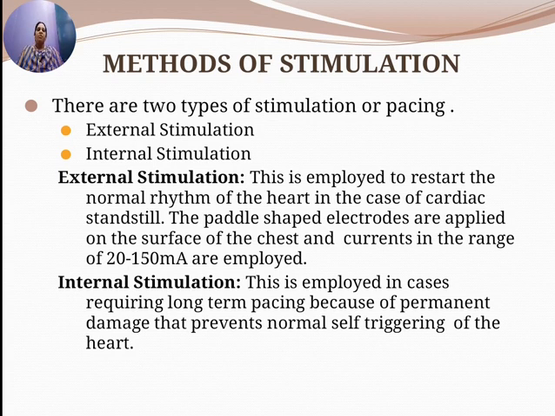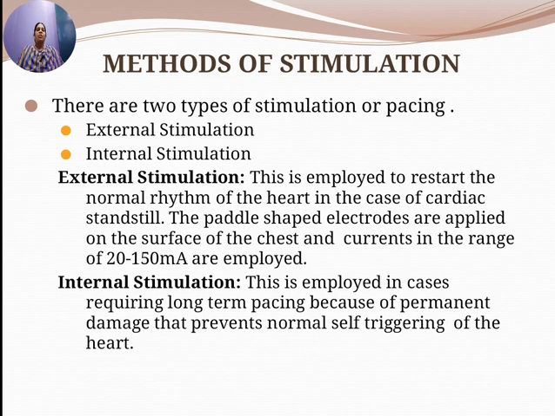There is one more stimulation method called internal stimulation. This stimulation is employed in cases requiring long-term pacing because of permanent damage that prevents normal self-triggering of the heart. The electrodes will be in the form of fine wires of Teflon and they are coated with stainless steel. And in some cases, during restarting of the heart after open heart surgery, spoon-like electrodes are used and currents in the range of 2 to 15 milliamperes are employed.